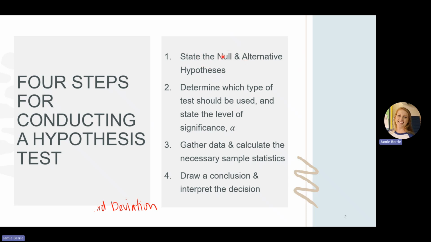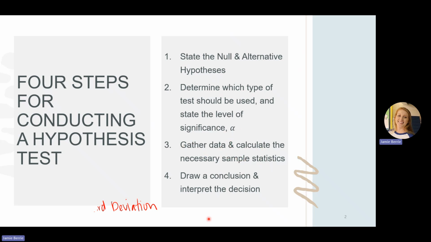We begin by stating the null and alternative hypotheses. Null hypothesis is H0, that's the value that's currently believed to be true. It always contains an equal sign. Alternative hypothesis, that's going to be HA, that's the claim that we would like to prove. And it always contains an inequality, so greater than, less than, or not equal to. Then we figure out what type of test we are supposed to use based on the information that's given, and we state the level of significance alpha, which is always going to be given to us in the problem. Step 3, gather the data, calculate our necessary sample statistics.